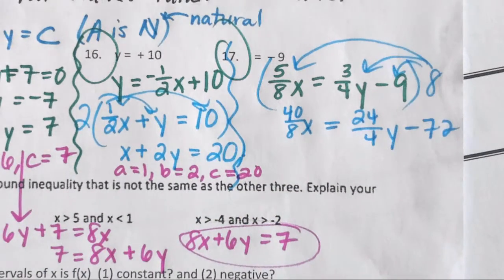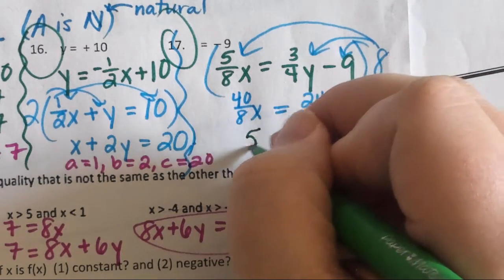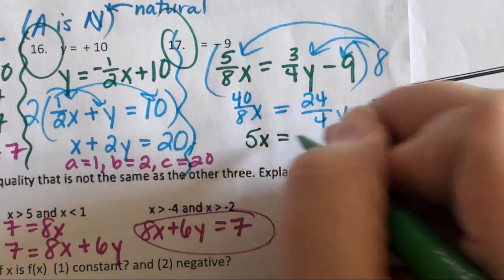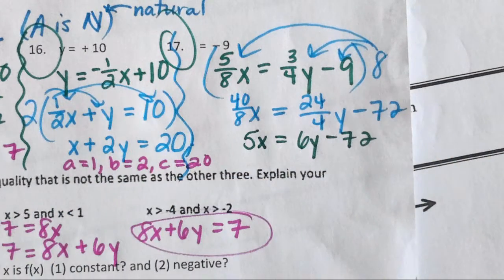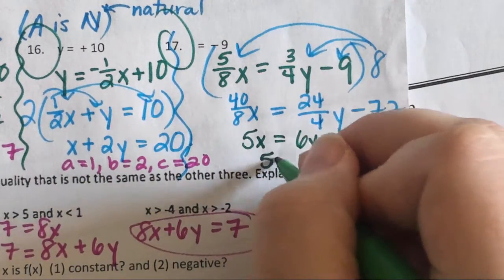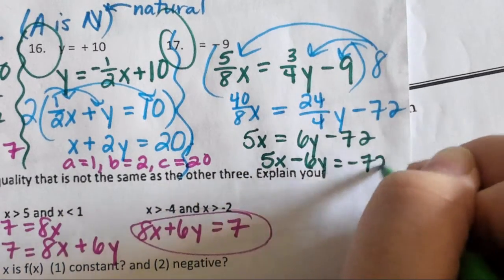But maybe you're genius enough that in your head you already simplified those fractions and you realized it was 5x equals 6y minus 72. Like Lloyd, you moved that 6y over and you had 5x minus 6y equals negative 72.